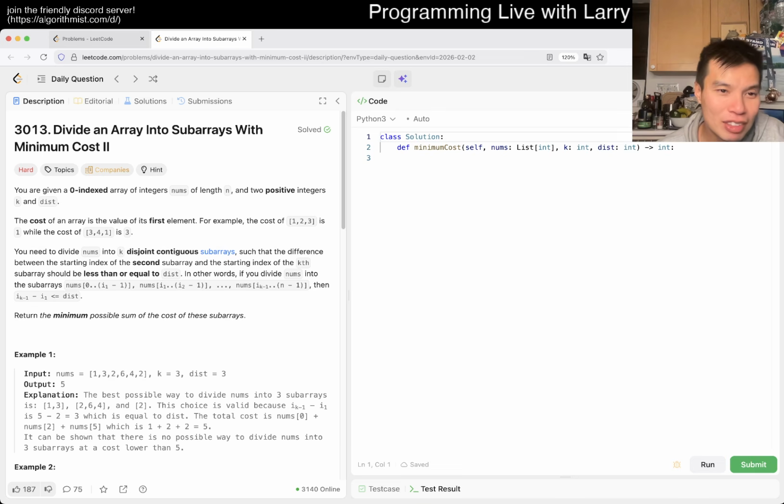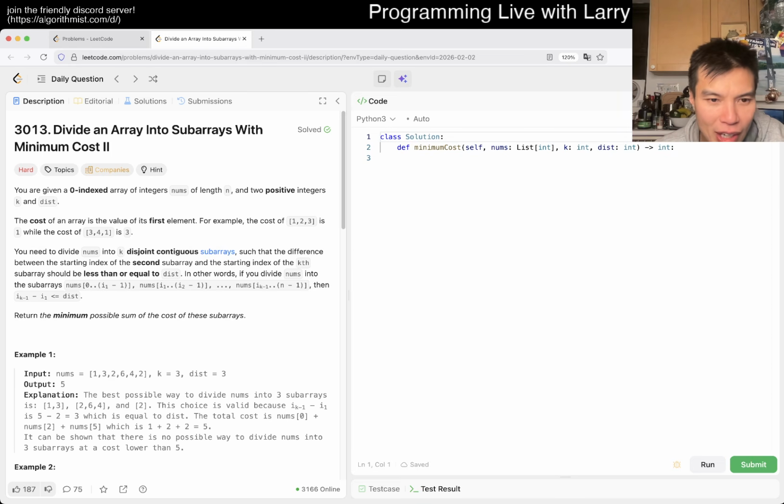All right, so you're given a zero-indexed array of integers nums of length n and two positive integers k and dist. The cost of an array is the value of the first element. For example, that was just to pick the two smallest ones. Now I remember. For example, the cost is 1, 2, 3, 3, 4, 1. You need to divide nums into k disjoint contiguous subarrays, such that the difference between the starting index of the second subarray and the starting index of the kth subarray should be less than or equal to dist.